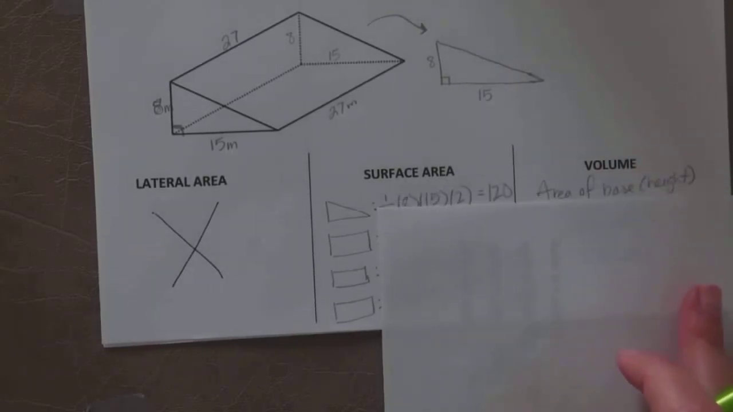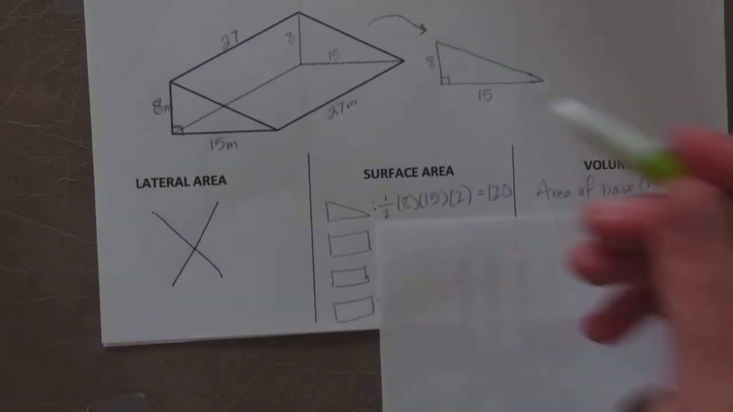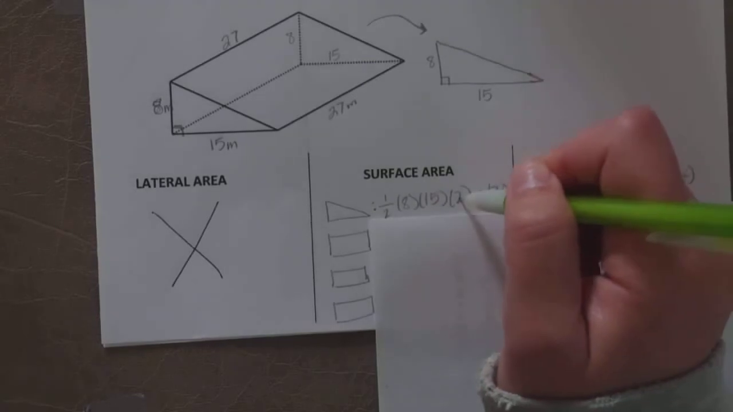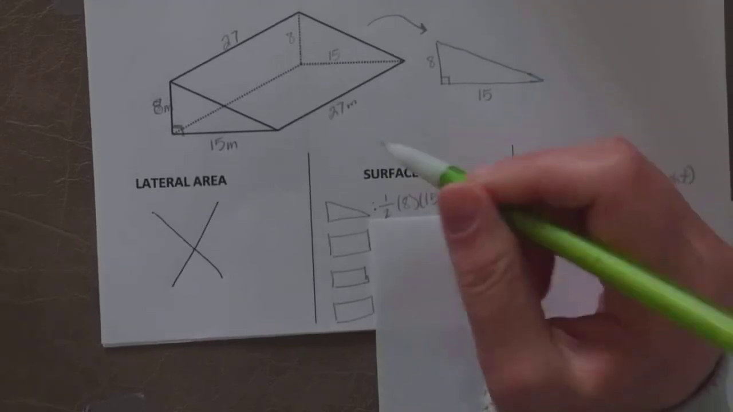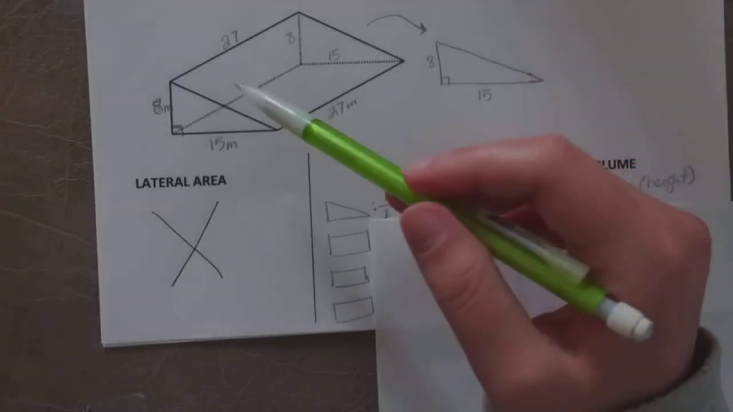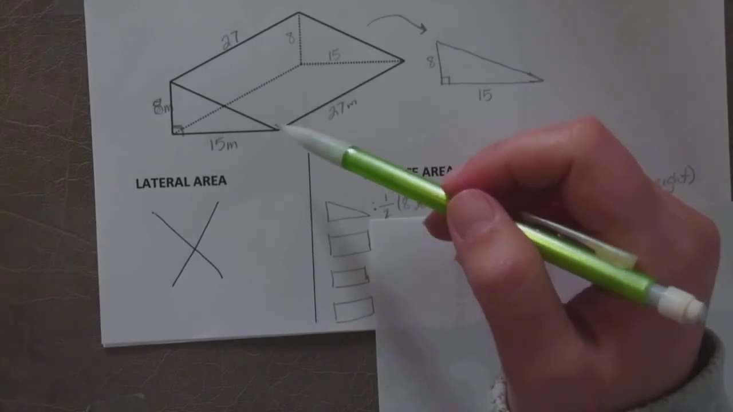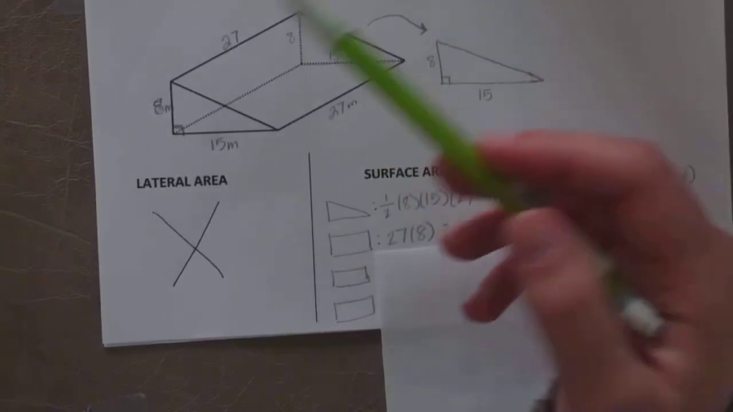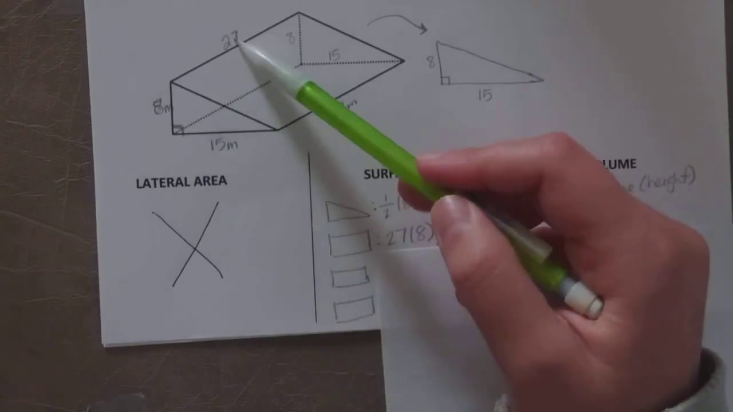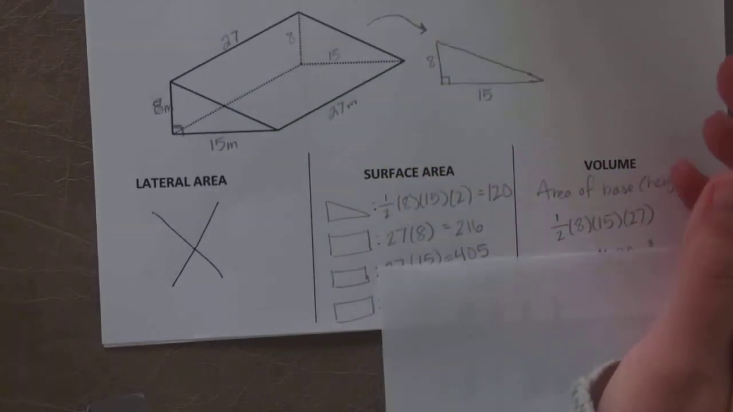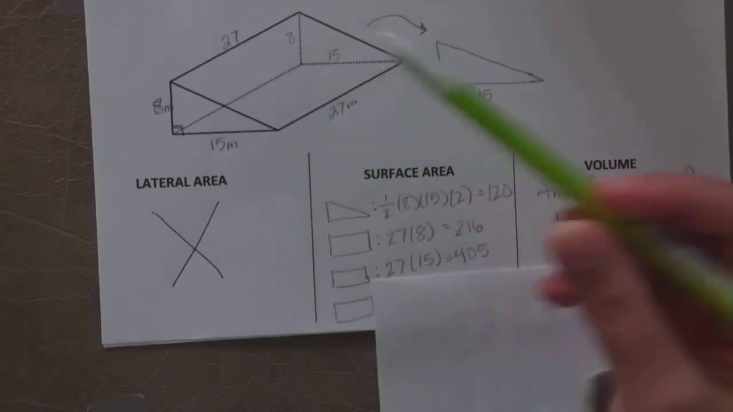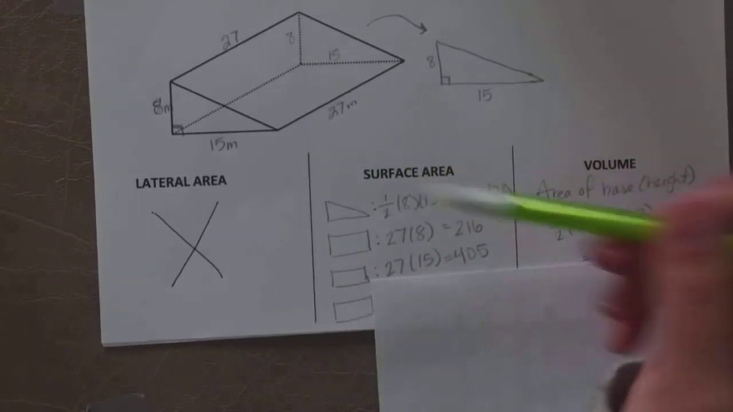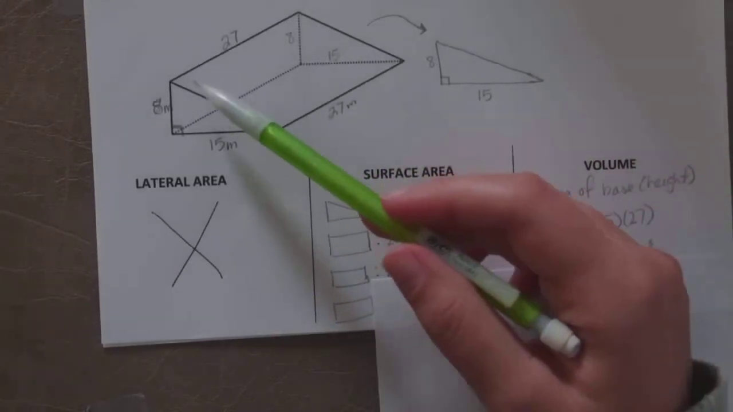So, I'm going to find the area of the triangle. It's just half of 8 times 15, because that's the base and the height, but there's two of them, so that's 120. Now, as soon as I go to find the area of the rectangles, well, actually, pause. This one is 8 times 27, 216. The next one is 27 times 15, 405.